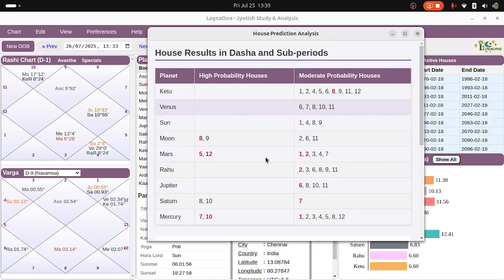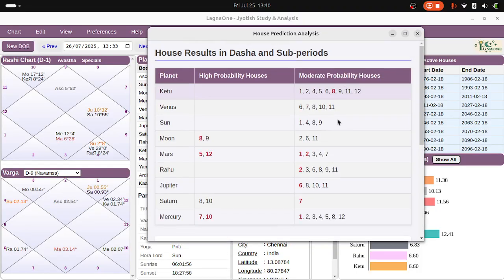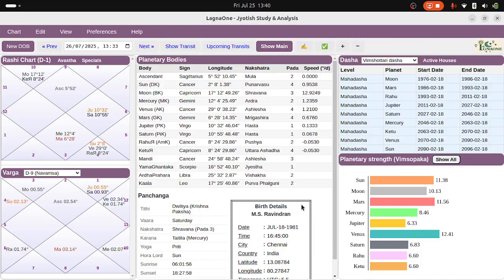Okay, so this is one feature which I wanted to show. So active houses, this shows. You can just check in real life, go back and see. This will most often be very accurate. That's why I call it accurate features, predictive features.